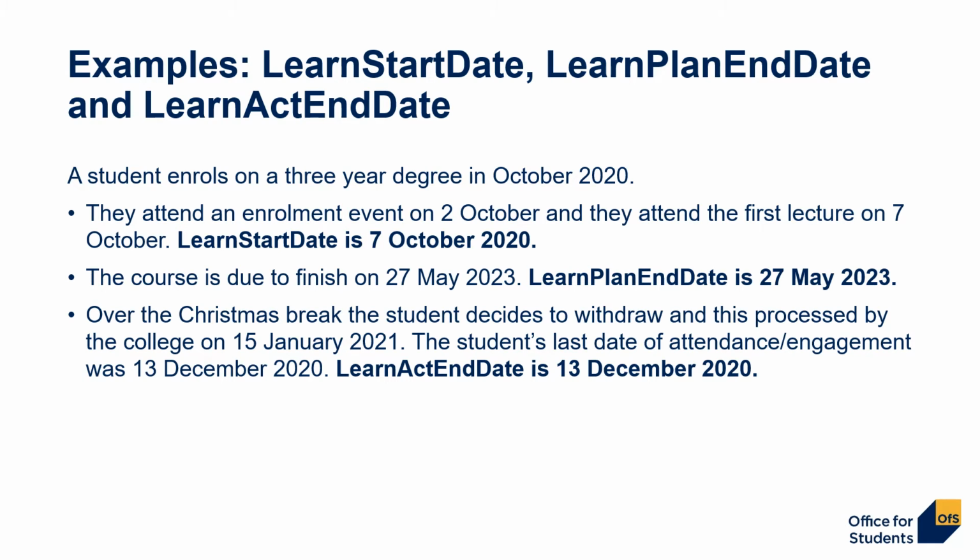Now this student over the Christmas break decides to withdraw, and this is processed by the college on the 15th of January. The student's last date of attendance was actually on the 13th of December before the Christmas break, so their LearnActEndDate is the 13th of December 2020. It is not the 15th of January when the withdrawal was processed.